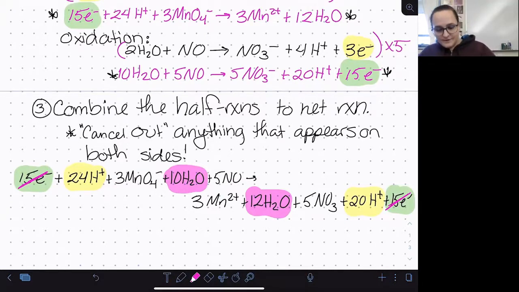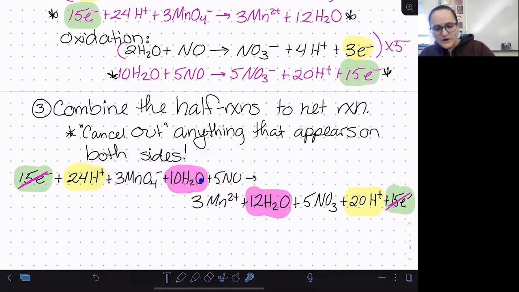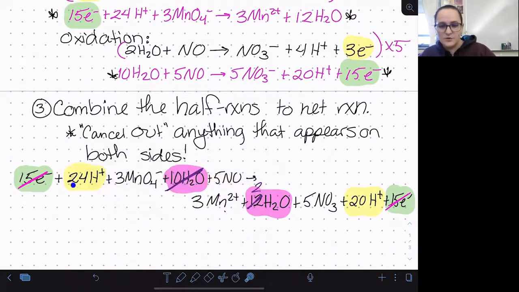But if we have 10 water here and 12 water here, we can take 10 away from both sides. So this will completely go away, and we'll subtract 10 from this, leaving us with 2 left over. Same idea for the hydrogen ions. We have 24 on one side and 20 on the other. So we can completely get rid of the 20, subtract 20 from our 24, and we will have 4 remaining.